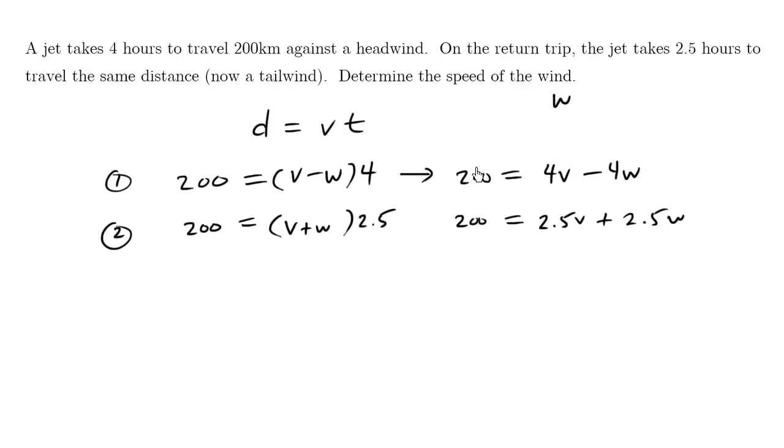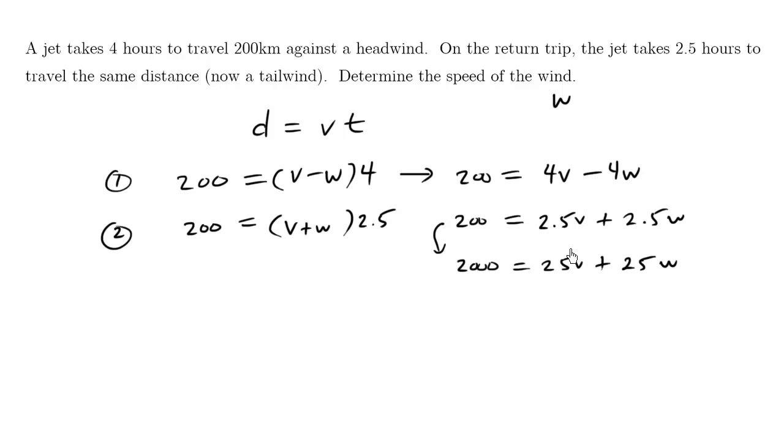Now, it's up to you how you want to do this. You can solve for v in terms of w with one of these equations and plug it in using substitution, or you can try using elimination. And I'm just going to use elimination here. So what we have is this equation, if I multiply everything by 10, becomes 2000 equals 25v plus 25w.